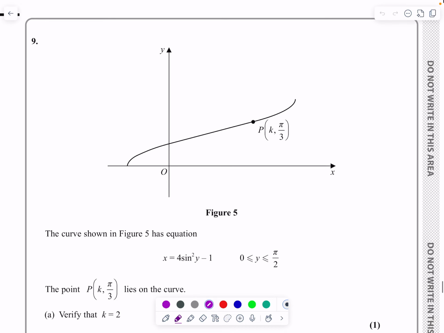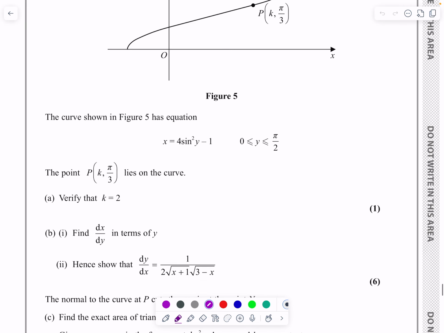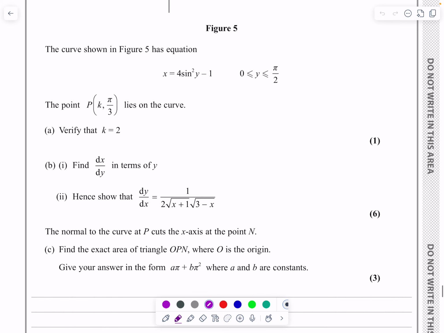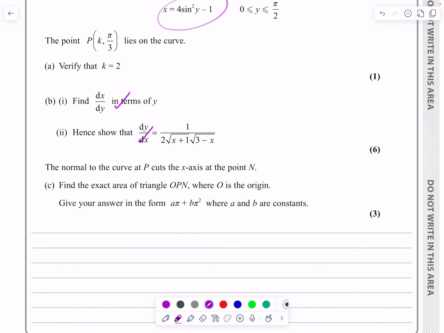Okay, this is the P3 paper from June 2024. It's question number 9, which is the last question on the paper. As we can see, as I scroll down, it's some work on differentiation. We're going to be finding dx by dy, dy by dx, but it also is differentiating trig functions. And then there's a little bit of work on trying to work out the equation of a normal and trying to find an area here.